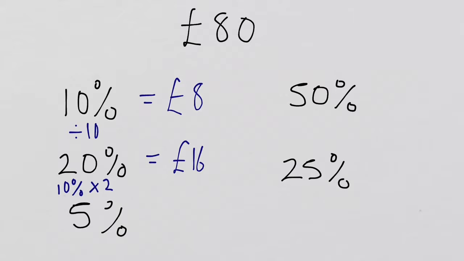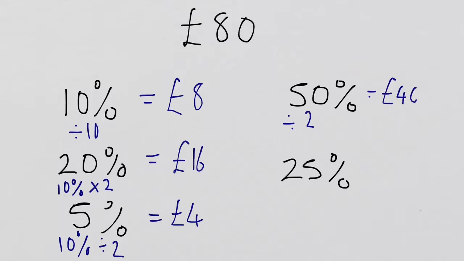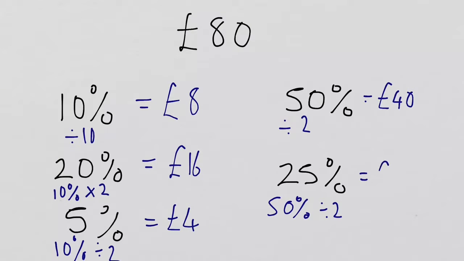To get 5%, I just half 10%. So half of it is £4. To get 50%, I just divide my number by 2, I just half it, which is £40. And to get 25%, I just half 50%, which is £20.